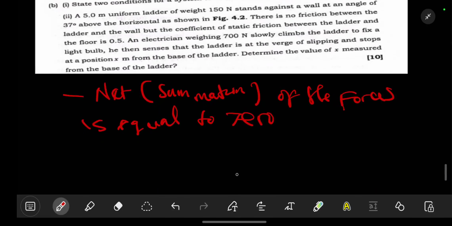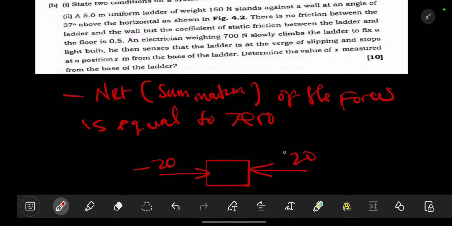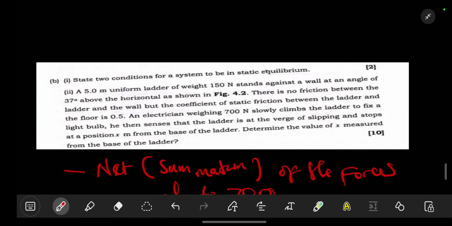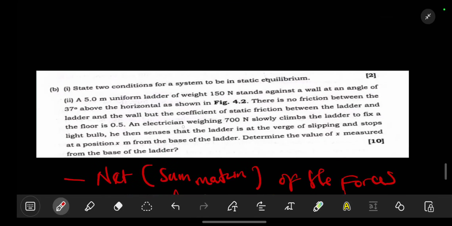Let's say you have an object with a force pushing. If this is 20 newtons and this is 20 newtons, pushing like that, one has to be negative. Then it will be negative 20 plus 20, which will give you 0. That's why the object will not be moving. Static equilibrium simply means the object is not moving.